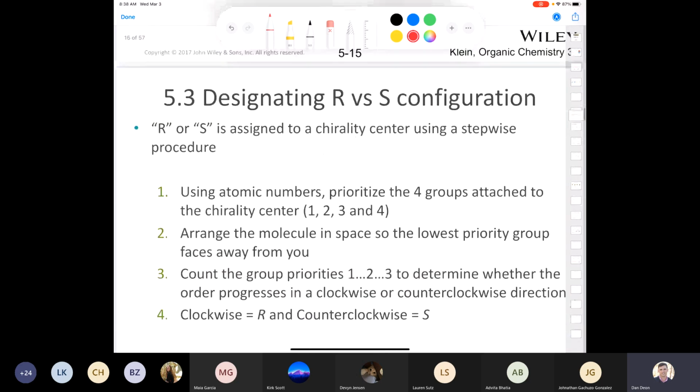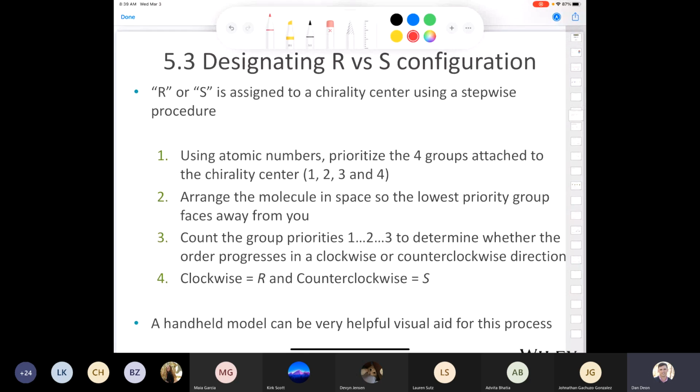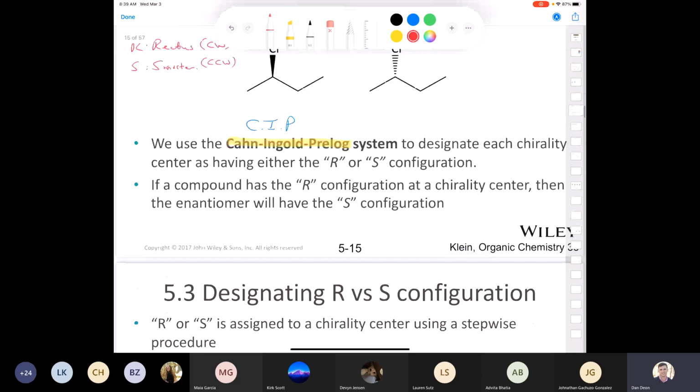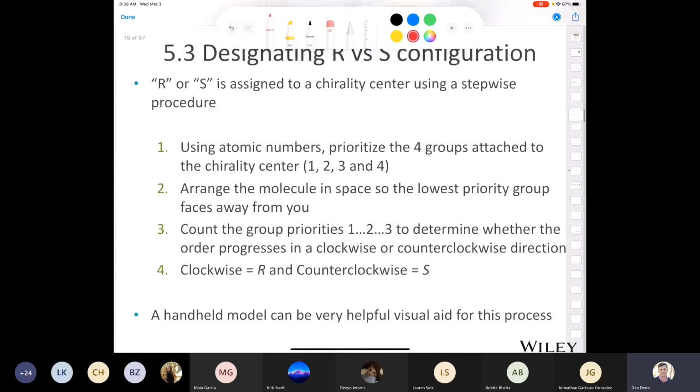Let me show you. Here are the rules. Science students love rules, and organic chemistry is replete with them. How do you assign a chiral center as being R or S? Now, if you're confused about what I'm talking about, what I'm saying is that each of these chiral centers is either R or S. So this is R or S, and the same thing with this one, R or S, and we're trying to figure out which it is. So let me show you how you do that.